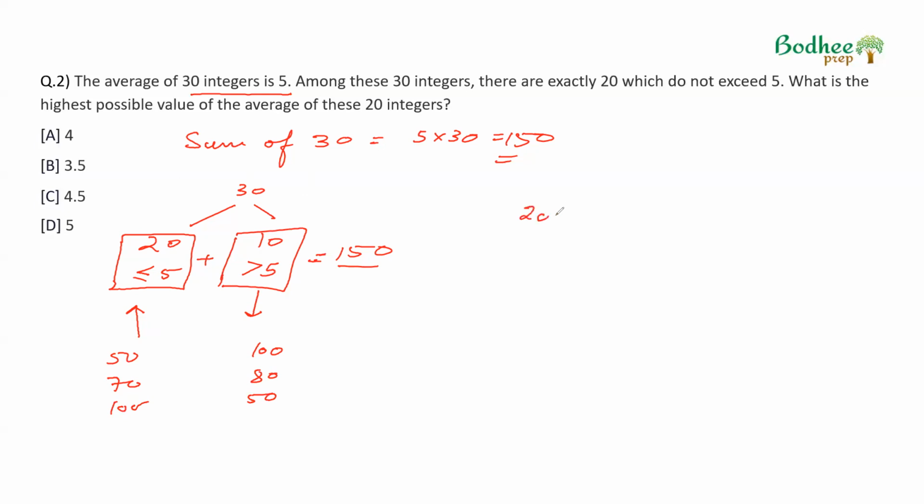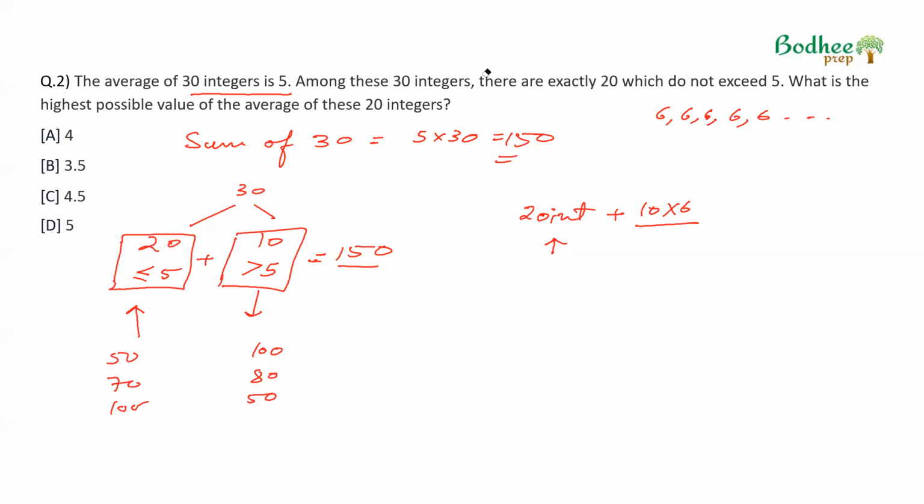So the first 20 integers which are less than or equal to 5 have to be maximized. So we minimize the sum of the 10 integers that are more than 5. What can be the minimum value that these 10 integers can take? Since the question does not say that the integers are different, we can assume each of these integers to be of value 6. So the 10 integers which exceed 5, each of them has a value 6. So their sum will be 10 into 6, which is 60.